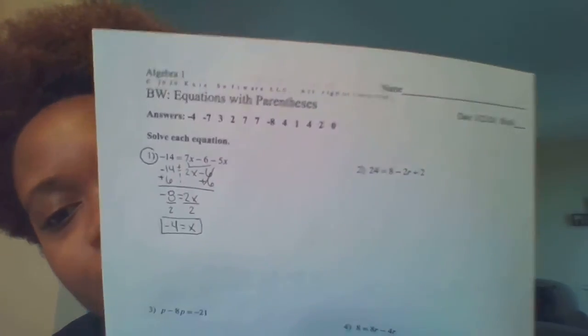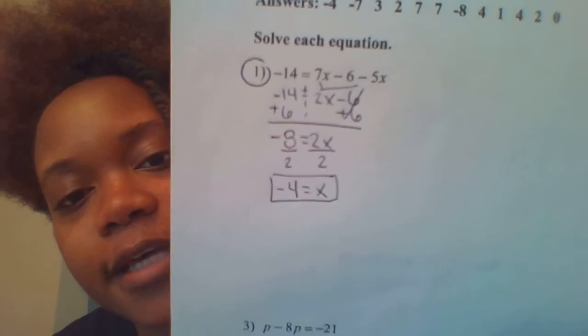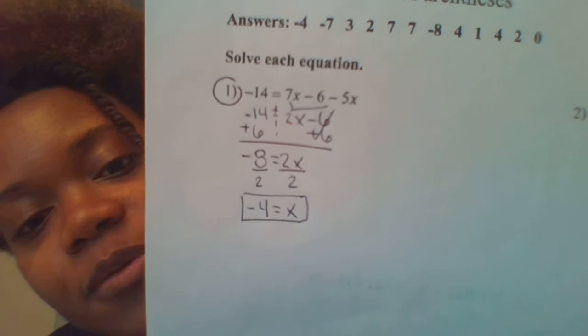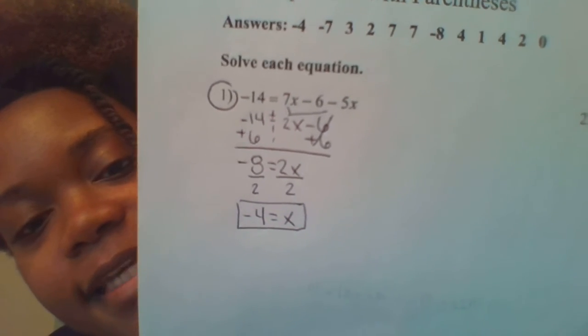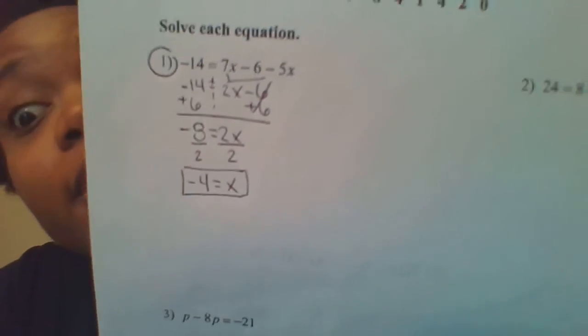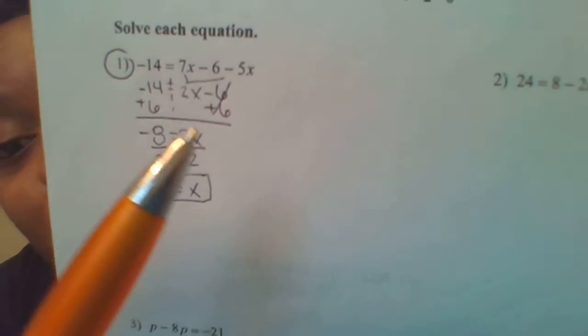So let's jump into today's review topic, equations with parentheses. I'm beginning with the assignment that was posted on Google Classroom. For our first problem, we have negative 14 equals 7x minus 6 minus 5x. Obviously, this equation doesn't have parentheses.